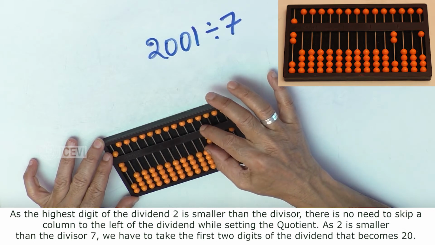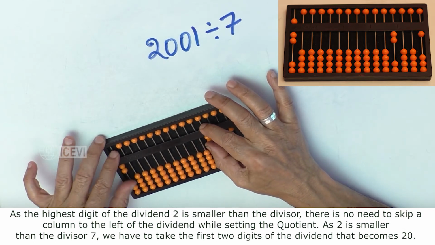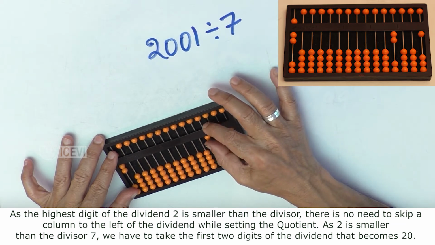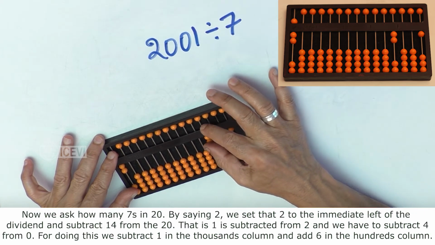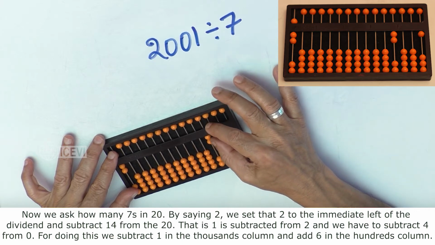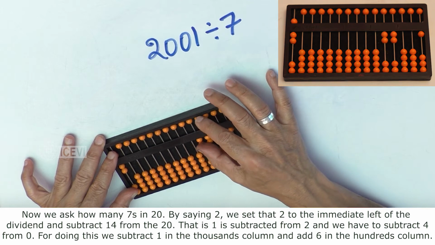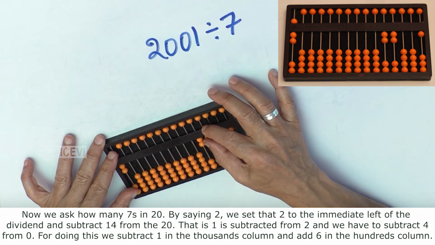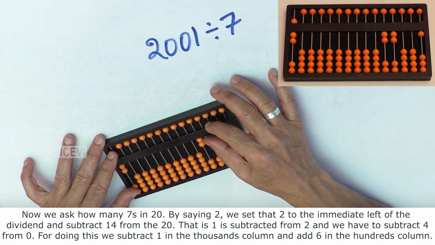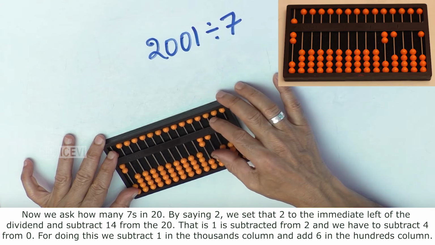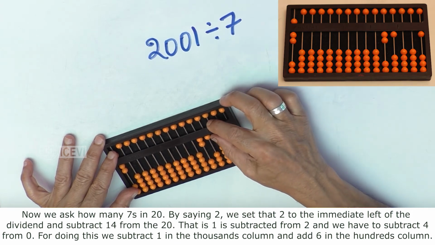As 2 is smaller than the divisor 7, we have to take the first two digits of the dividend. That becomes 20. We ask how many 7s in 20? By saying 2, we set that 2 to the immediate left of the dividend and subtract 14 from 20. That is, 1 is subtracted from 2 and we have to subtract 4 from 0.